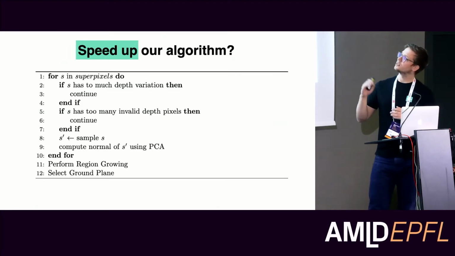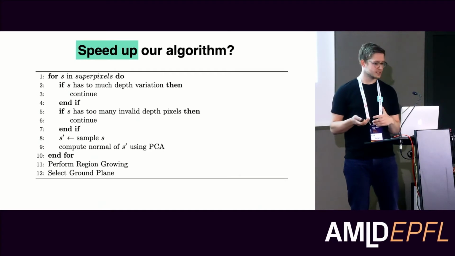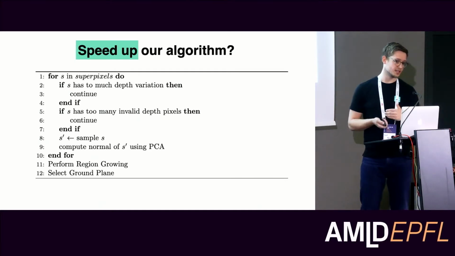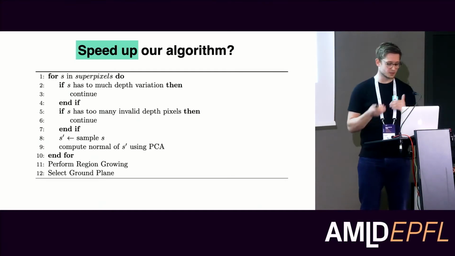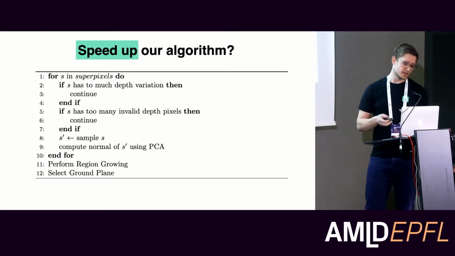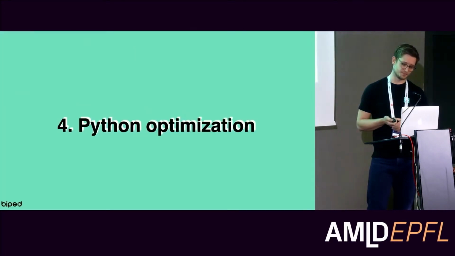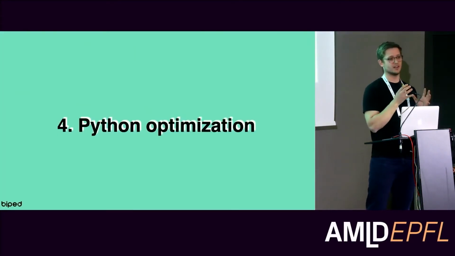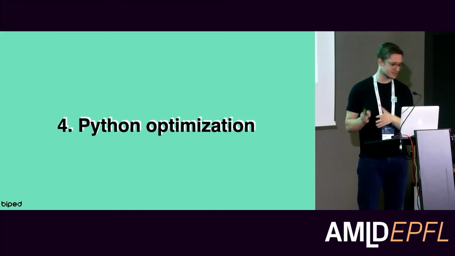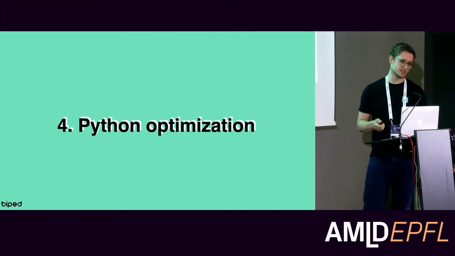And just to summarize so you can follow along, what we have right now is we go over each superpixel. We then check the conditions that I just introduced. We then sample and compute the normal on just the sampled output using PCA, which is then finally followed by the region growing and the selection of the ground plane. Now that we have found out what is slow and what is fast, and we've also optimized our algorithm, we can go to the point where we optimize the code itself.